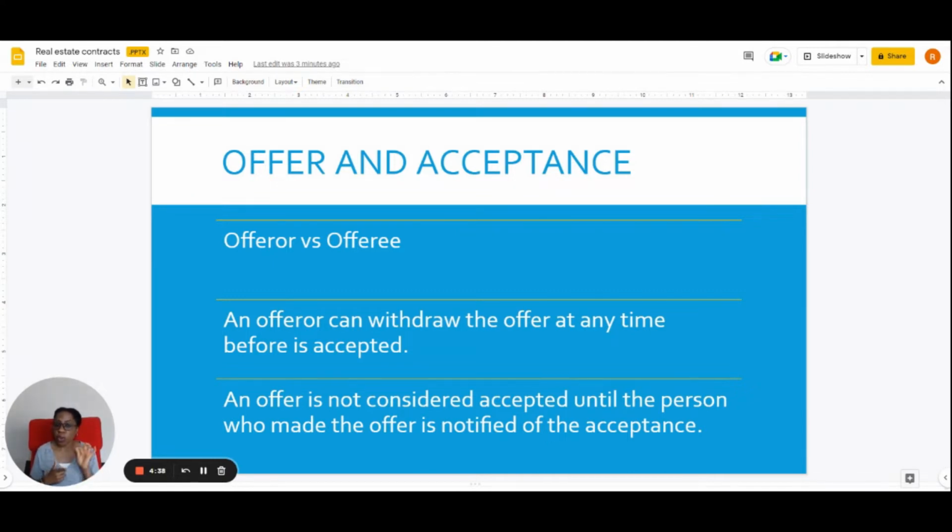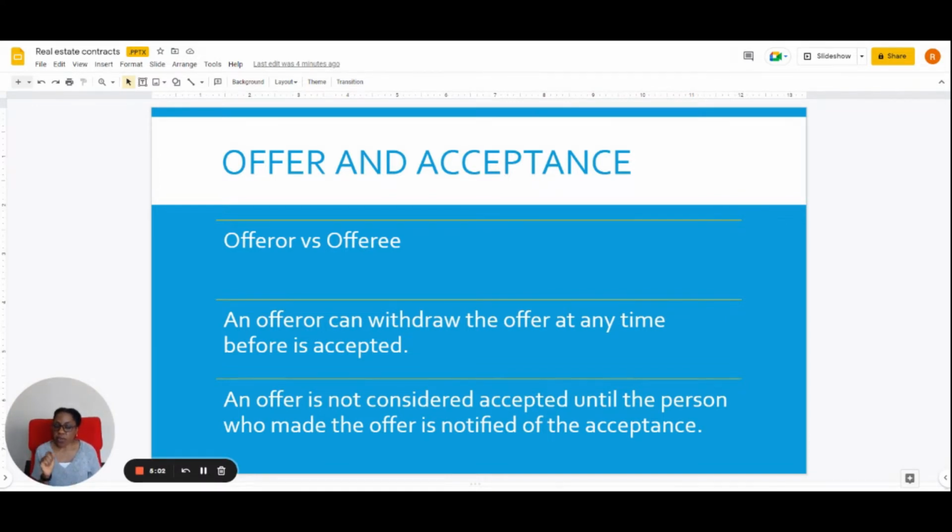On the screen, I have offeror, offeree. The offeror, the OR, is always the giver, and the offeree is always the recipient. So think about employer, employee. So the employee is employed by the employer. The offeror is the one making the offer. The offeree is the one receiving the offer.